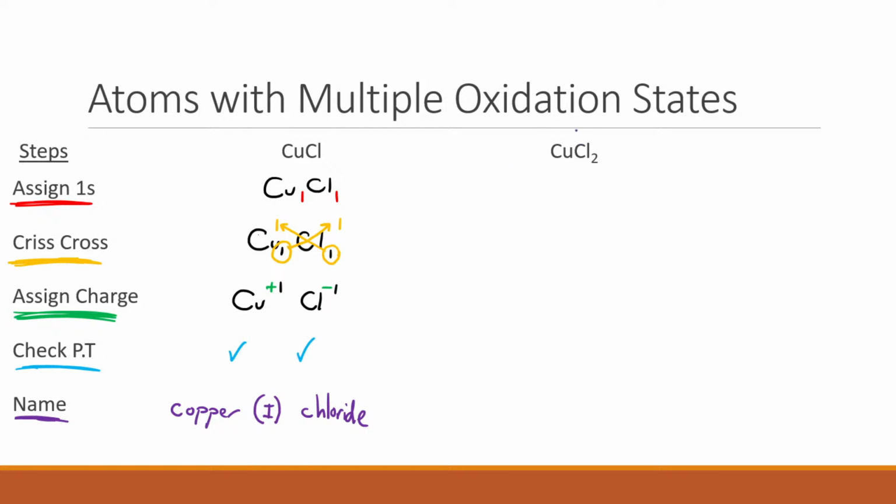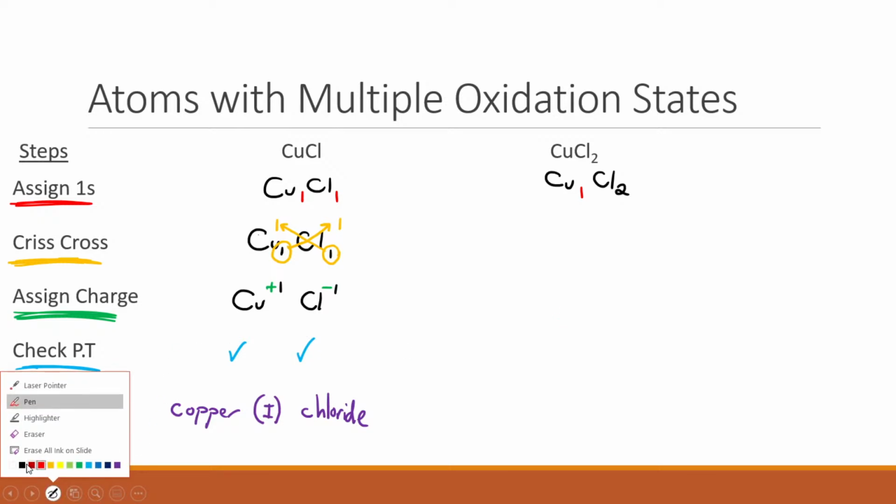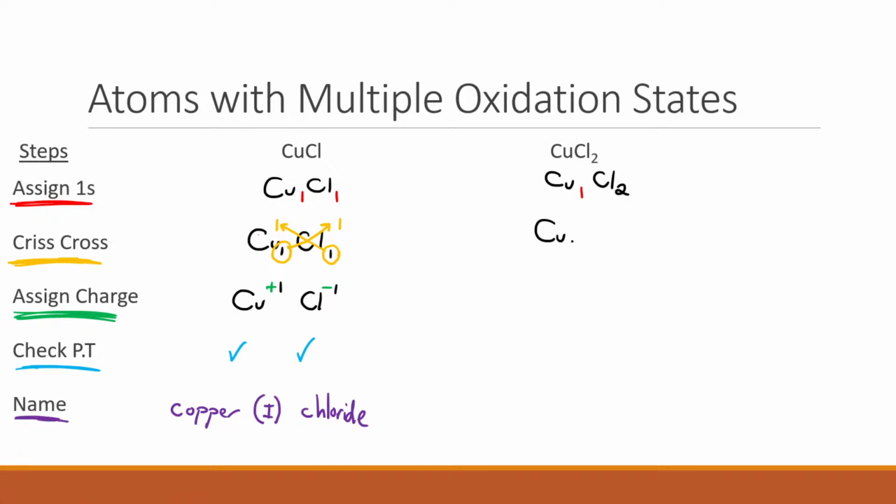Let's look at CuCl2. Copper chloride again. Again, our first step is to assign our ones. We only need to put one in here, because the chlorine already has a number. Then we are going to move and do our crisscross, where we are going to take the 1 from the copper and bring it up and over to the chlorine, and the 2 from the chlorine and bring it up and over to the copper.